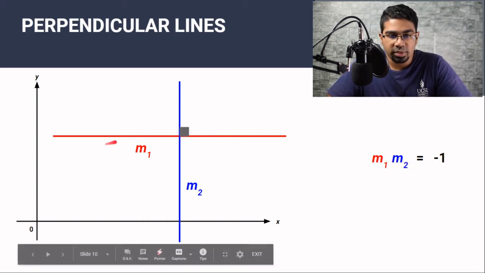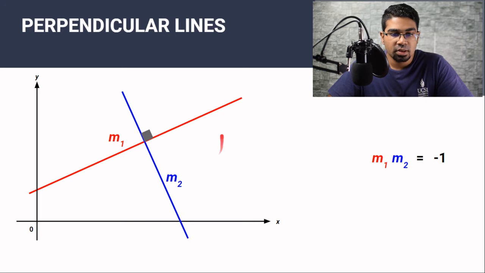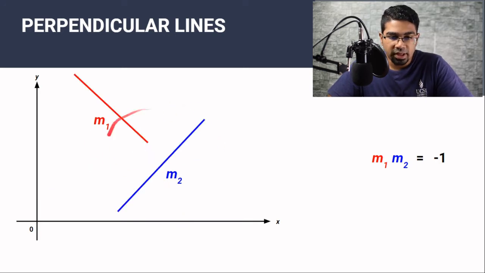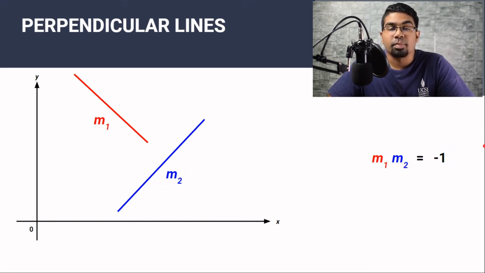And again, it doesn't have to be in this orientation. It can be in any direction, like this, or like this, or even like this. They don't have to be crossing. As long as the product of the gradients gives us -1, they are perpendicular.